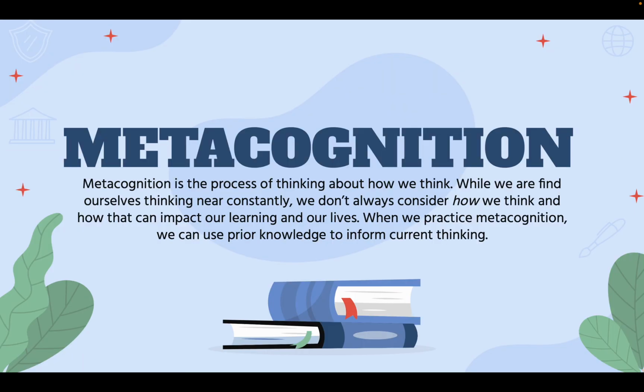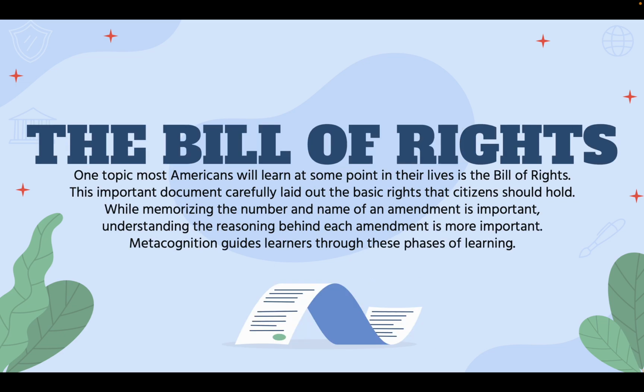That's metacognition. When we consider how we think, we can have a positive impact on our learning. Practicing metacognition involves using prior knowledge to inform current thinking. In this presentation, I will apply the 4 phases of metacognition in multimedia learning to a textbook chapter about the Bill of Rights. The Bill of Rights is the first 10 amendments to the U.S. Constitution and includes our most basic but important rights.